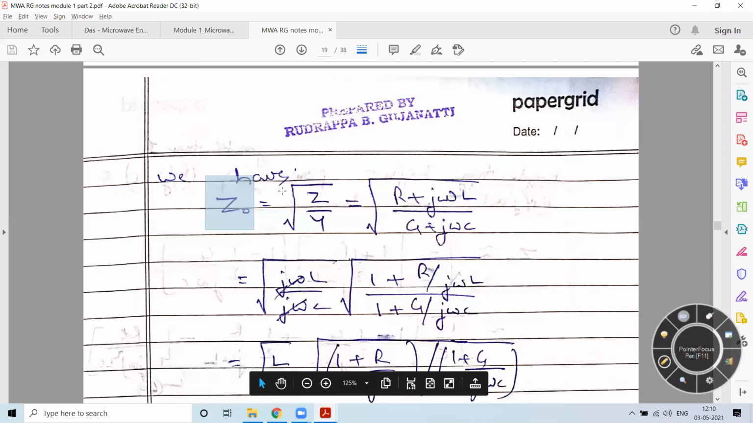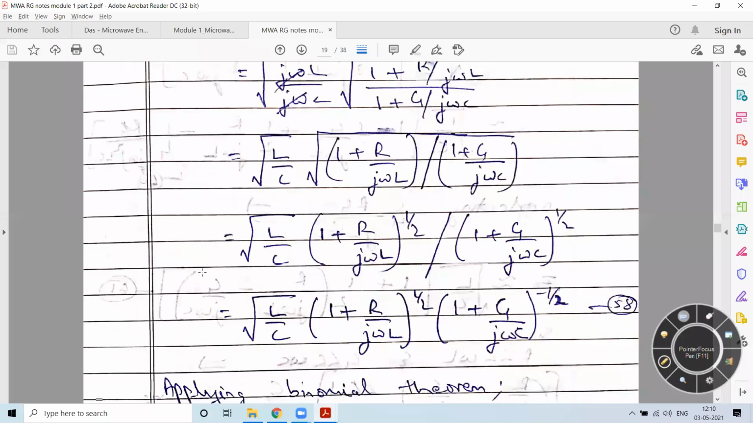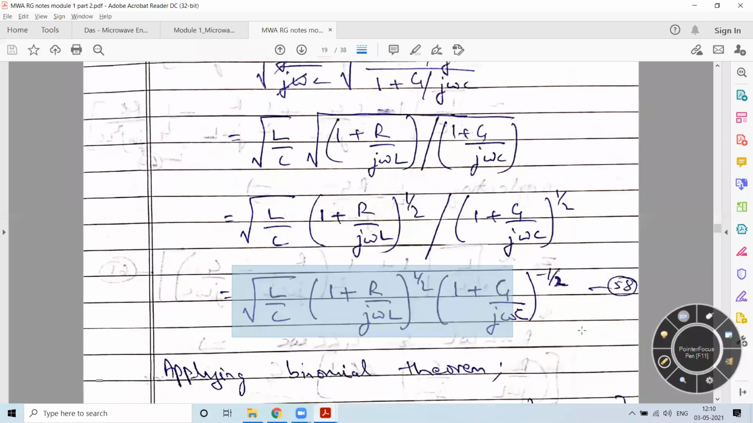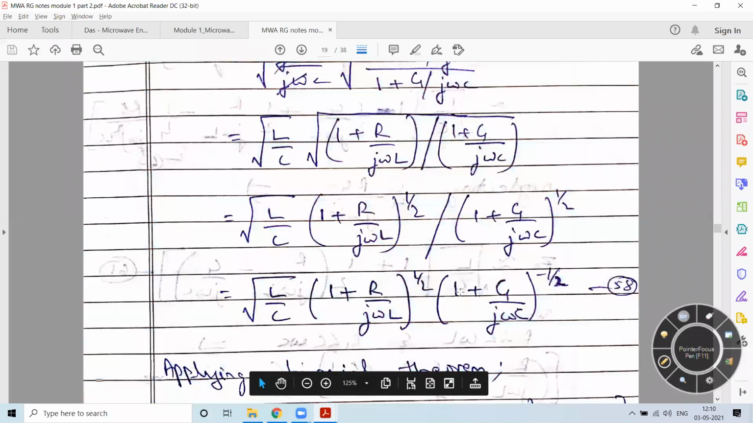So here we'll be simplifying Z naught by using the binomial expansion. In this case, we are taking j omega L in the numerator common and j omega C in the denominator common. When we take common and simplify, this is the end result we'll be getting: Z naught is equal to square root of L by C into (1 plus R by j omega L) raised to half into (1 plus G by j omega C) raised to minus half.